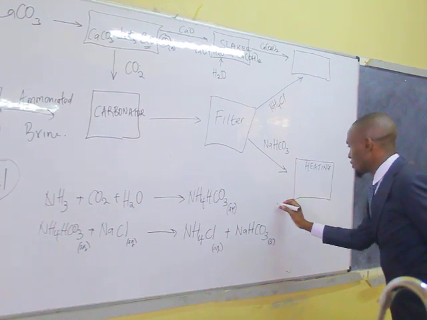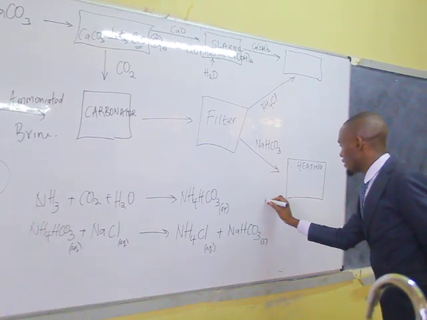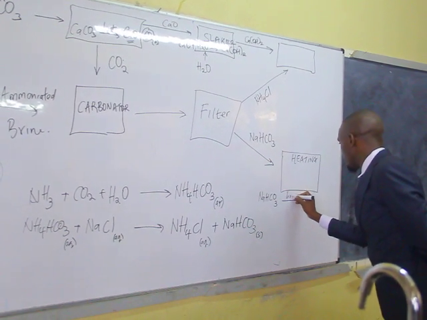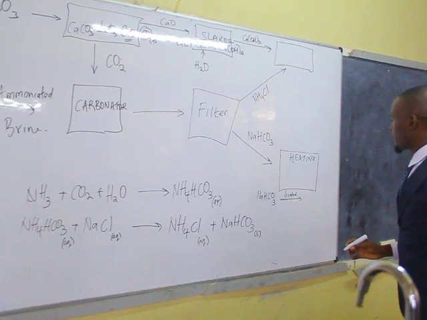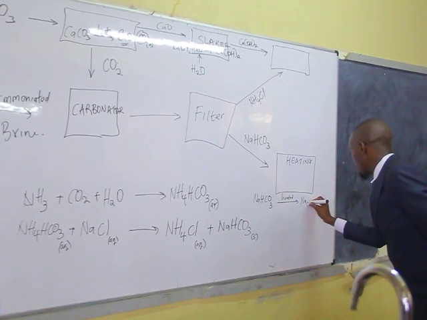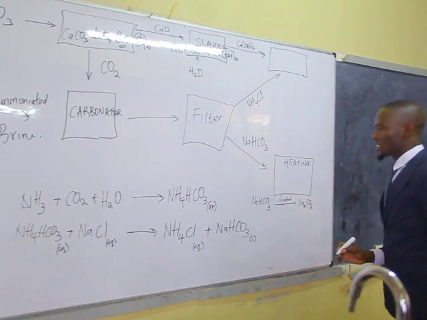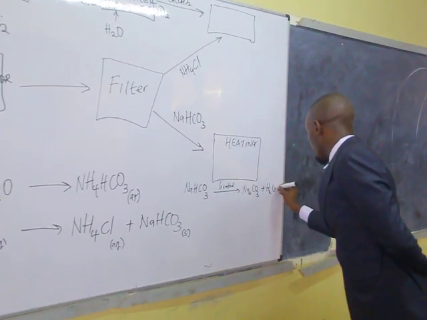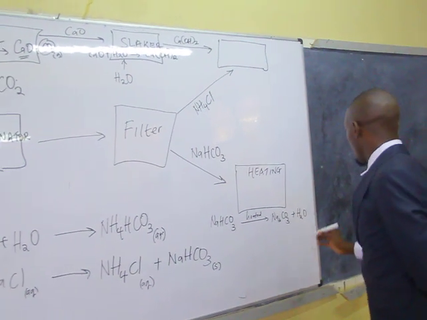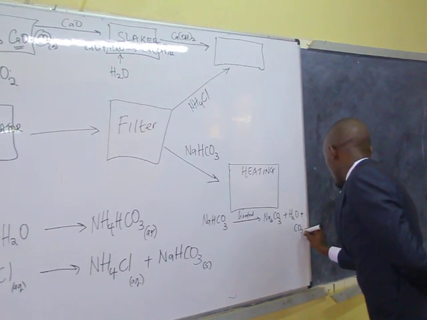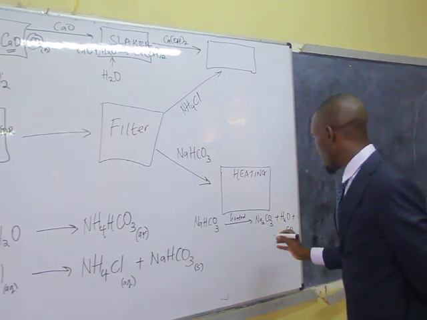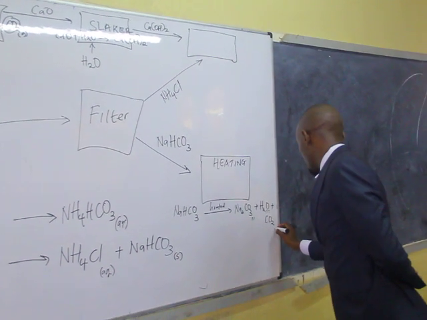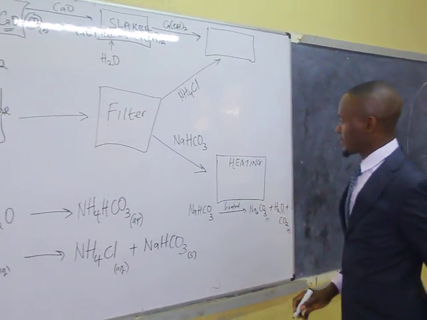So the decomposition reaction for sodium hydrogen carbonate: I write here, sodium hydrogen carbonate is heated, and after heating, this is where we are going to obtain our sodium carbonate. Water is also formed in this reaction, and also a colorless gas, carbon 4 oxide. If I write the state symbols, sodium carbonate is a solid, water is a liquid, and carbon 4 oxide is a gas.